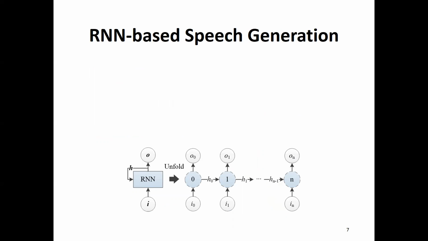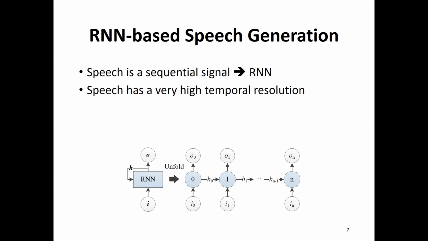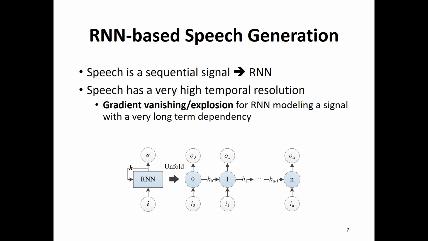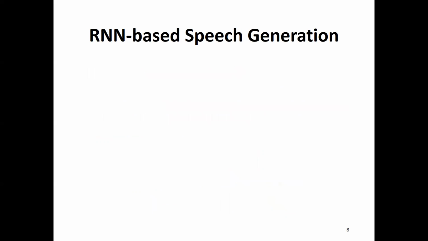Recently, instead of using conventional vocoders, many neural-based speech generative models have been proposed. When thinking about modeling a sequential signal like speech, the straightforward method is using a recurrent neural network, RNN. However, since speech has a very high temporal resolution, the RNN model will suffer from the gradient vanishing or exploding problem when modeling such long-term dependencies. Moreover, the sample-by-sample generation of the RNN model easily results in a very time-consuming generation.